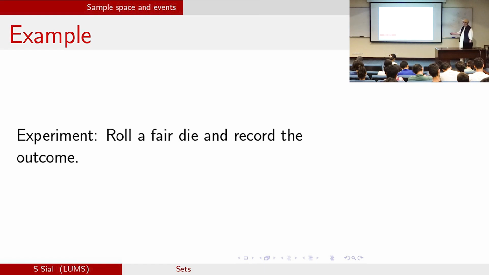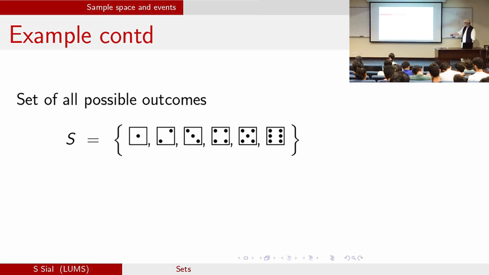Okay. Roll a fair die and record the outcome. What are all the possible outcomes? Rolling a 1, 2, 3, 4, 5, 6. So we have a set of all possible outcomes S. These are the possible rolls of the die. And what's the cardinality of this S? 6. Good. Cardinality of S is equal to 6.